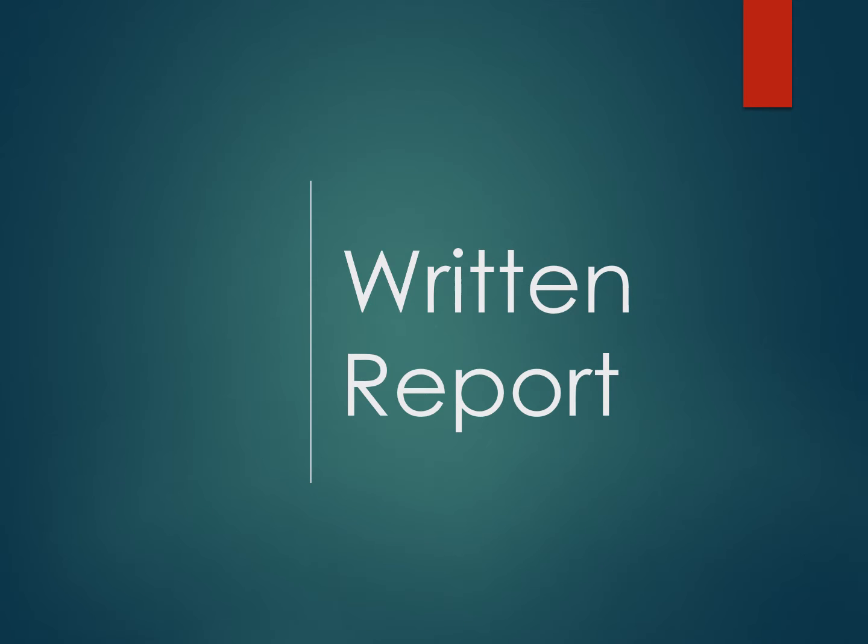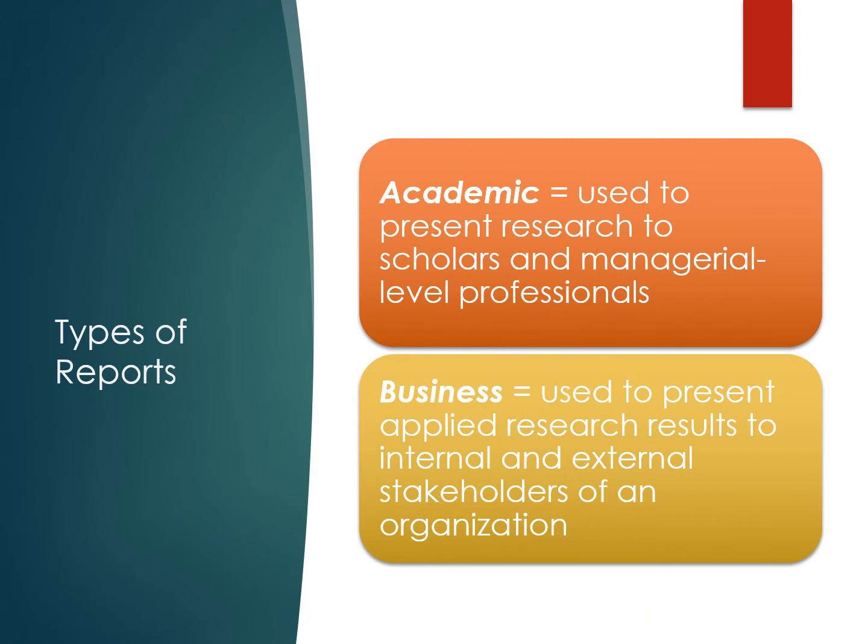In this presentation, we're going to talk about writing a technical report. We're going to split these up into two types of reports, an academic and business report. The business report is used to present applied research results to internal and external stakeholders of an organization. An academic report is used to present research to scholars and managerial level professionals in a different setting usually.